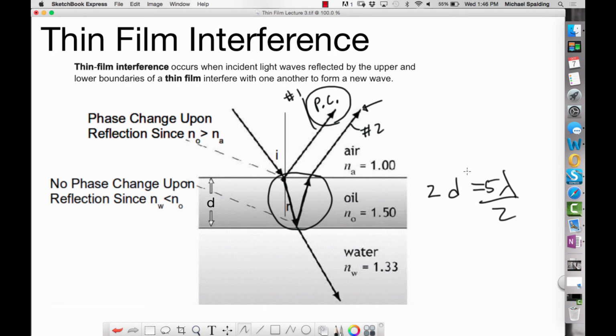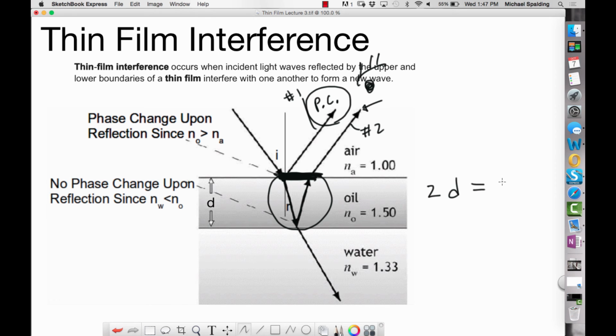Okay? Now, what if we wanted a dark spot down here? So somebody's eyeball is up here, somebody's looking down. What if we wanted there to be a dark spot instead of a bright spot? What would have to be true about the extra distance traveled? So only ray number 1 had a phase change. If we wanted this to be a dark region, what would have to be true about the extra distance traveled?